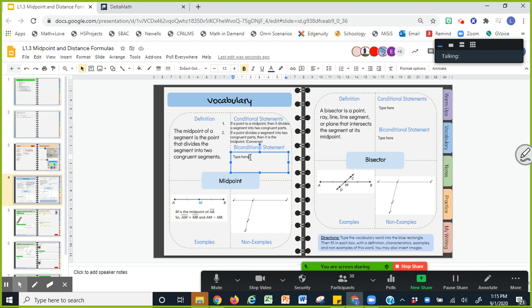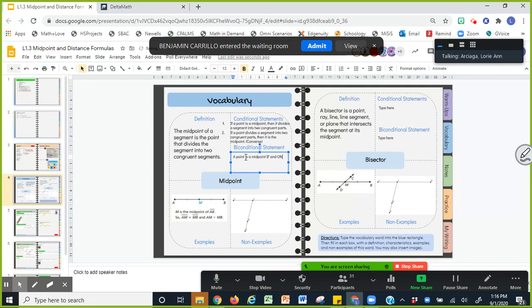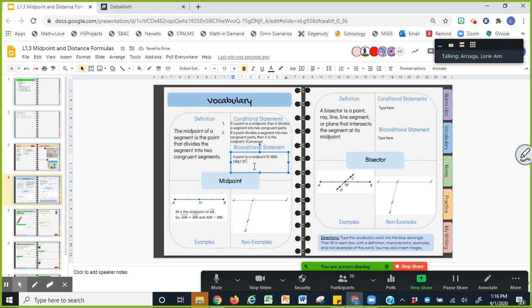They use a special phrase called the "if and only if." So in other words, if we combine these two conditional statements into one biconditional, it would be: a point is a midpoint if and only if it divides a segment into two congruent parts.